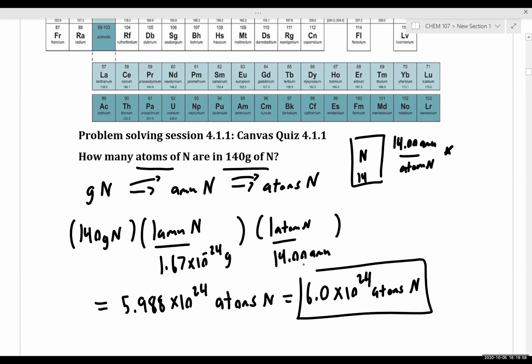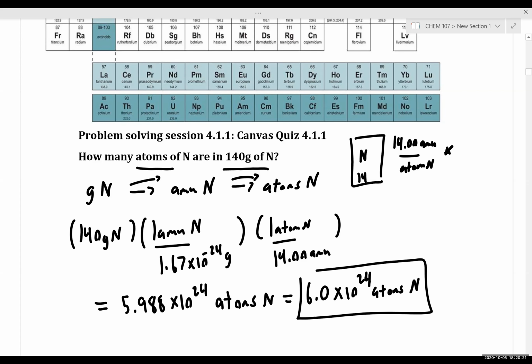Professor, how do you get the 5.988 again? Oh, so punching this in, I take 140 divided by 1.67 divided by 14. Okay, got it. Are you getting the same result from your calculator? I haven't calculated yet, but I will.